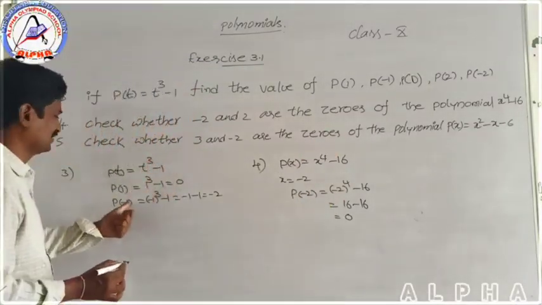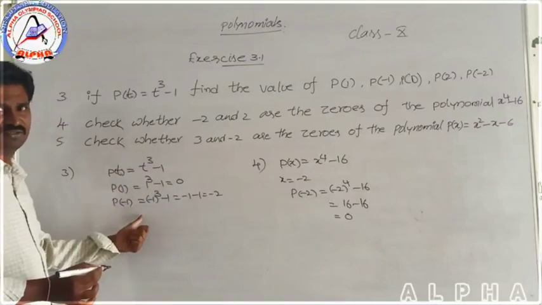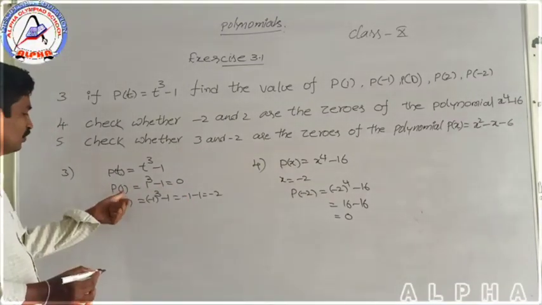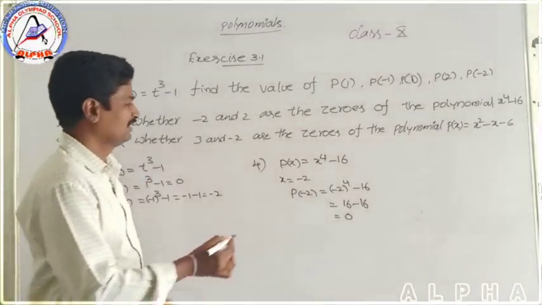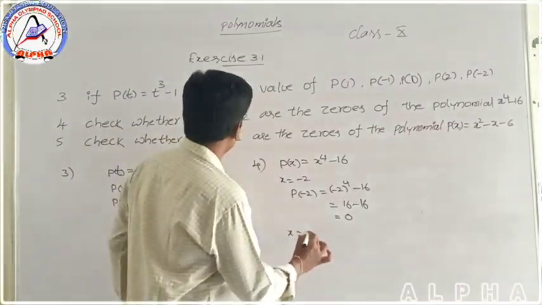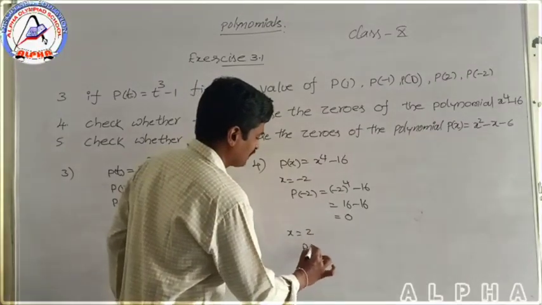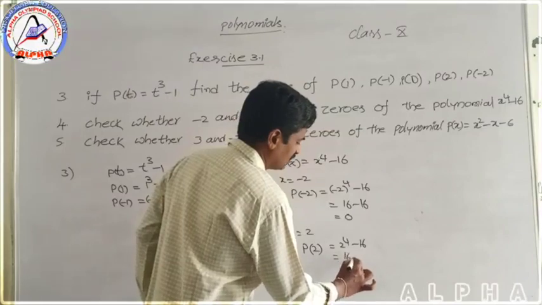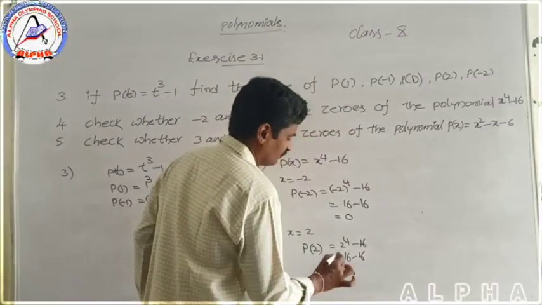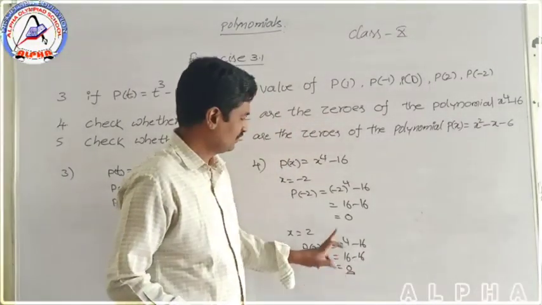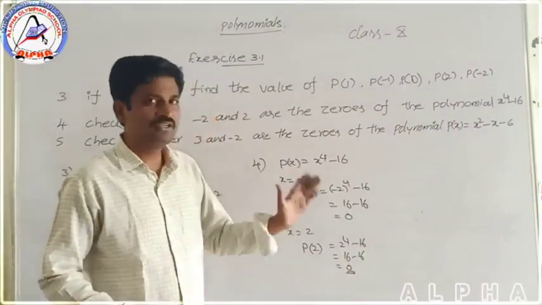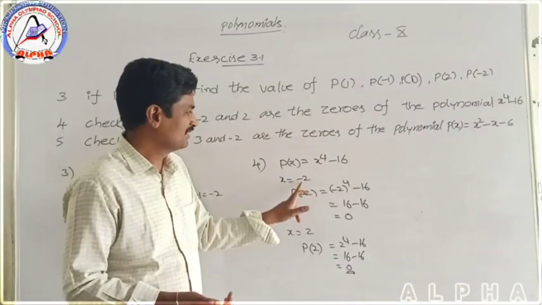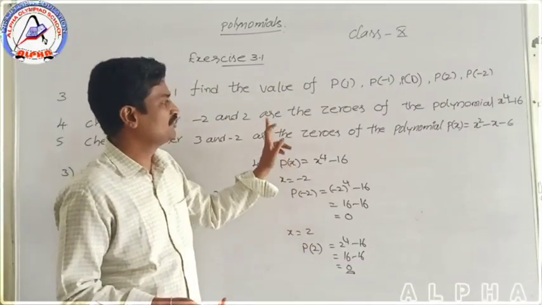It is also the same process, we are finding the value. If the value becomes 0, we will say it is a zero of the polynomial. Next, x is equal to plus 2. That means replace x by 2. That is 2 power 4 minus 16, that is 16 minus 16, which is 0. The value of the polynomial is 0. If the value of the polynomial is equal to 0, then we will say the two numbers, minus 2 and 2, are the zeros of the polynomial.